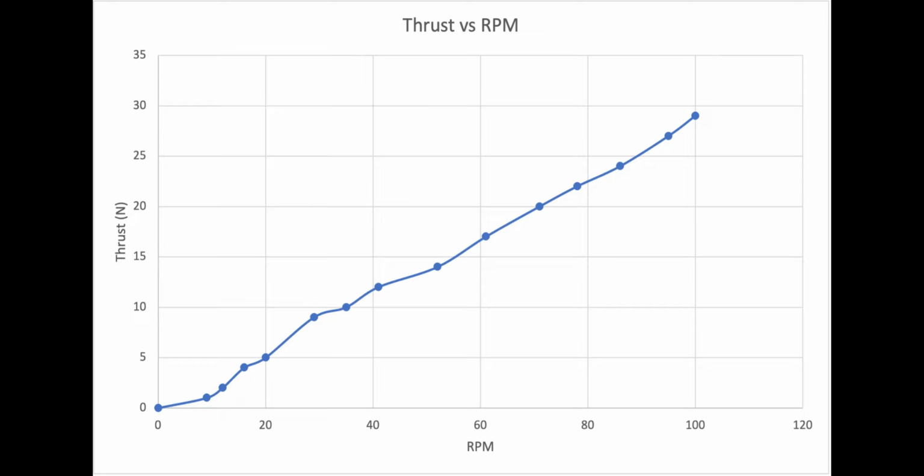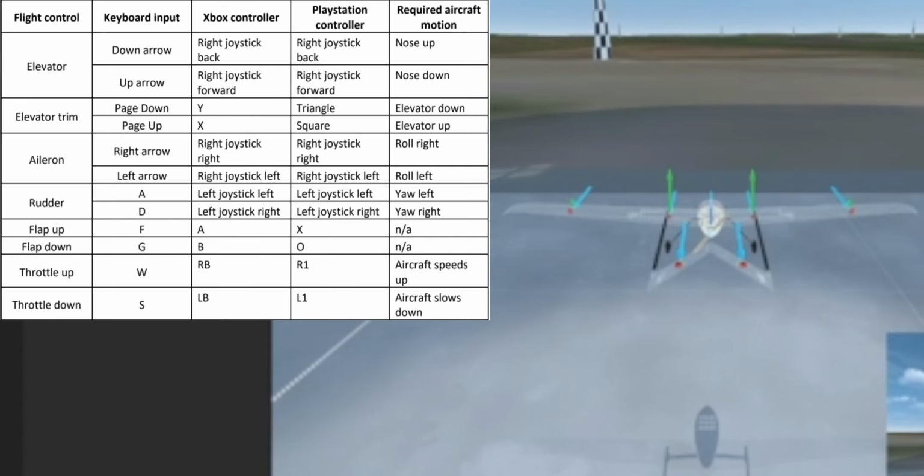This figure shows the linear relationship between the thrust and the RPM. This section displays the controls of the aircraft in accordance with Table 1.